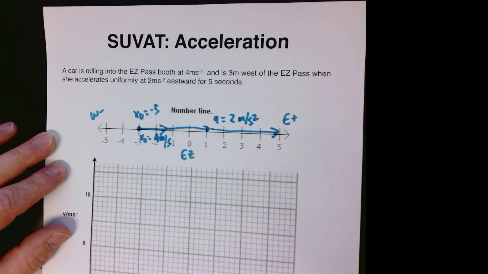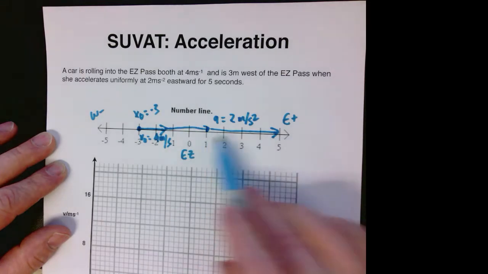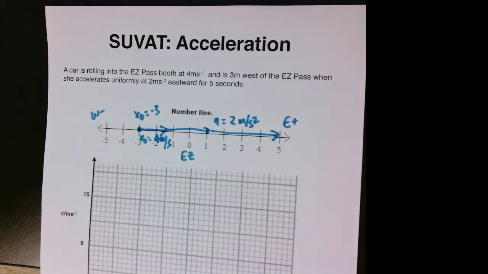So that's our situation. So we can see that after a period of 5 seconds, it is going to be somewhere here east, certainly more easterly than where it started, and perhaps even off this number line. And we will determine that.